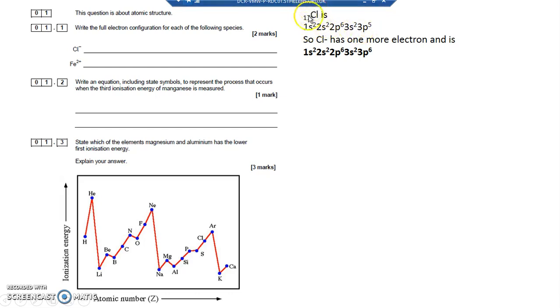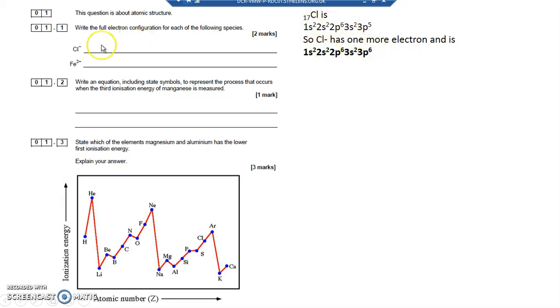Let's just check again then. Cl is in group 7 of the periodic table, so it should have 7 electrons in its outer energy level. So in its outer energy level, the third energy level, it's got 2 in the S level and 5 in the P level. 2 add 5 is 7. It's got 7 in the third energy level from the nucleus, so it's in group 7.